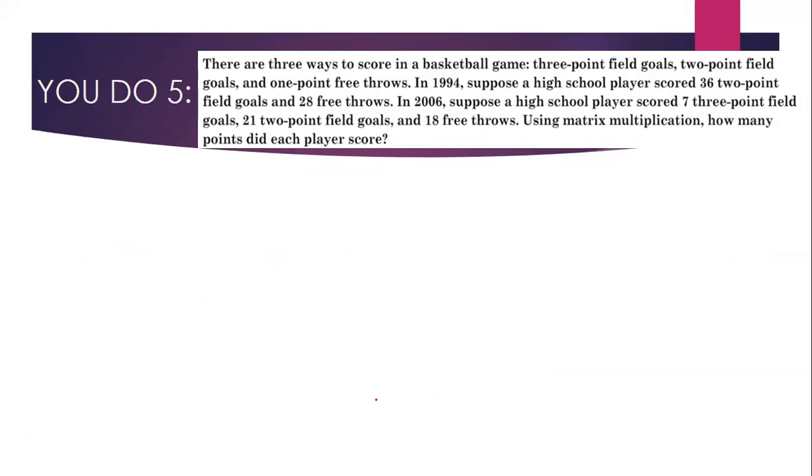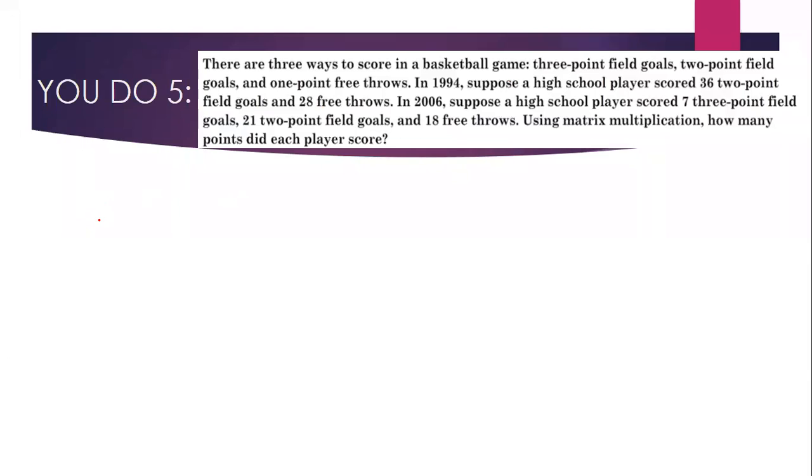So there are 3 ways to score in a basketball game: 3-point field goals, 2-point field goals, and 1-point free throws. In 1994, suppose a high school player scored 36 2-point field goals, 28 free throws. And in 2006, suppose a high school player scored 7 3-point field goals, 21 2-point field goals, and 18 free throws. Using matrix multiplication, how many points did each player score? So I'm going to pause and let you see where you can get in 3 minutes.